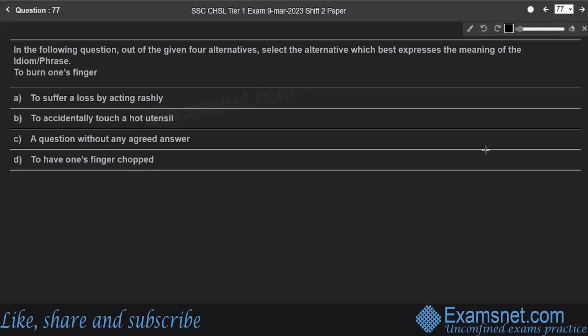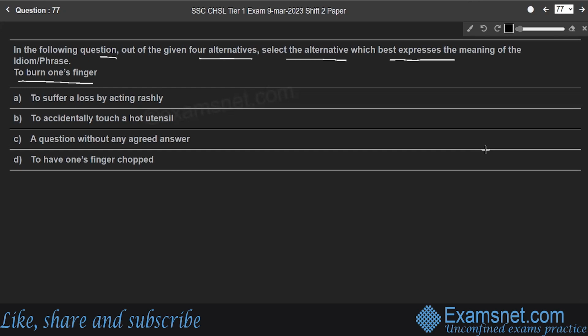Question 77. In the following question, out of the given 4 alternatives, select the alternative which best expresses the meaning of the idiom or phrase. Here the idiom is to burn one's finger. To burn one's finger is used to describe a situation where someone experiences a negative consequence or suffers a loss due to their own hasty or impulsive actions. It implies that the person has made a mistake or taken a risk without considering the potential negative outcome.